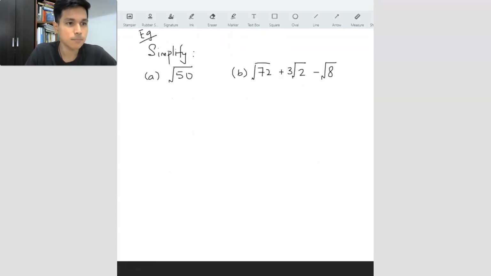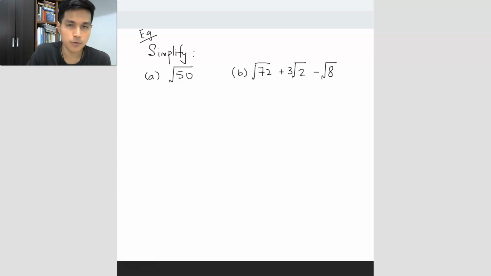So now, question A, simplify surd 50. So surd 50, how are you going to solve? We have to find the factors of 50. So 50 we can do 1 times 50 equals 50. You can do 2 times 25. You can do 5 times 10. So out of this, which one are you going to choose? The answer is I'm going to choose this.